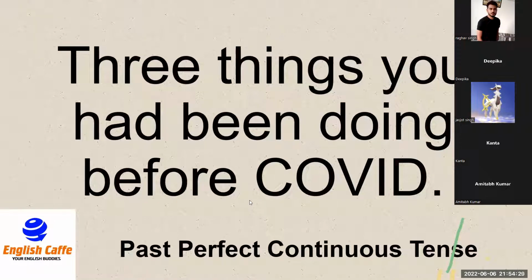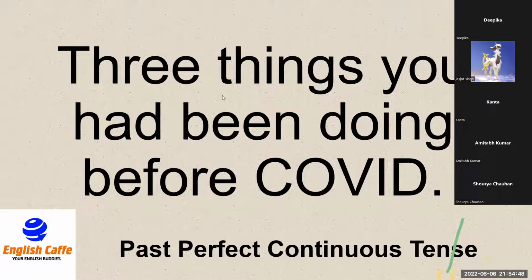Yeah, thank you for correcting that, Kajal. We should usually say, my brother and I. Not me and my brother, but my brother and I. So yeah, tell me three things you had been doing before COVID. Let's go to Raghav right now. Hi, Raghav. Are you there? Hi. Yes. The three things you had been doing before COVID, but then you stopped.